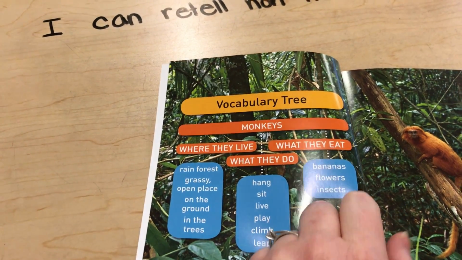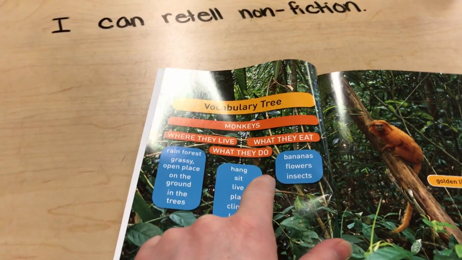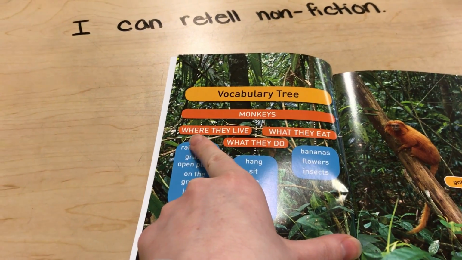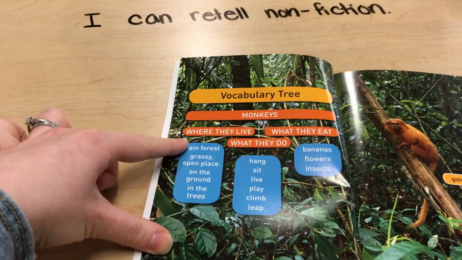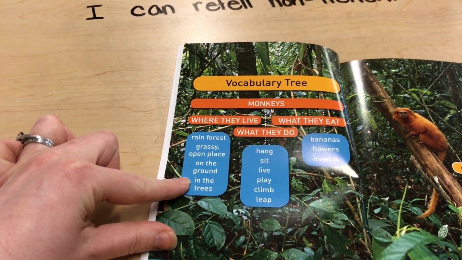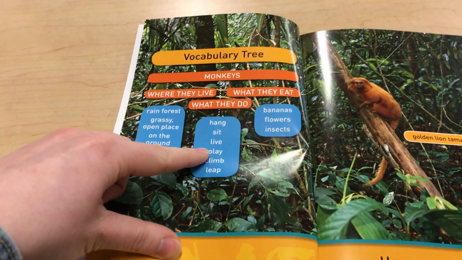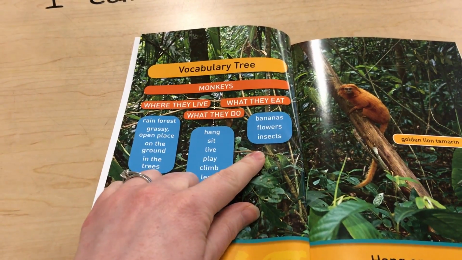Monkeys, where they live, what they do, and what they eat. Okay, so either this page or this whole book is going to be related to those things, kind of like I thought it would. I said where they live and what they do. So under where they live, I see rainforest, grassy open place, on the ground and in the trees. And what they do, I see hang, sit, live, play, climb, and leap. And for what they eat, I see bananas, flowers, and insects.